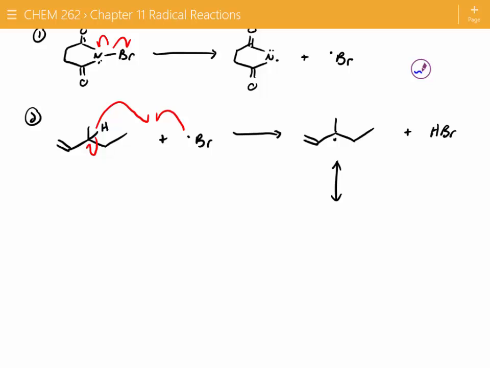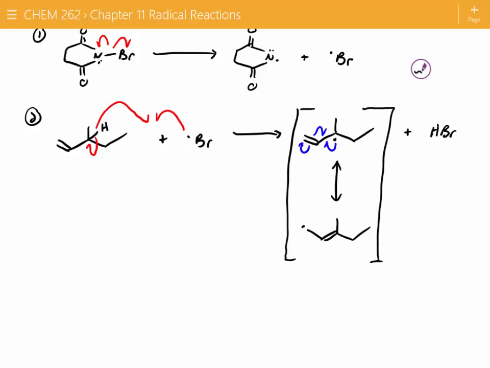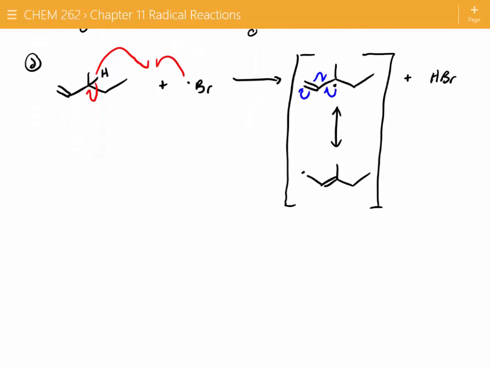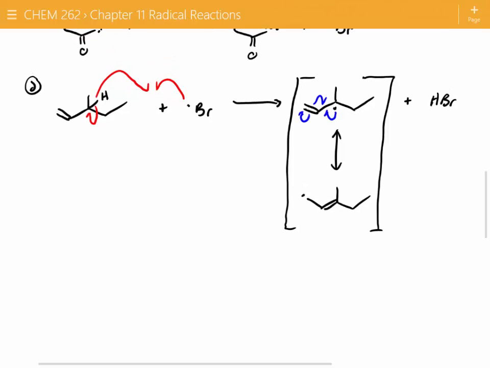If we do this, this electron can come over, that electron can come over, and then the other pi electron can go onto that terminal end of the alkene. So now we've got a resonance delocalized radical. All right, so now the next step will be reacting it with our bromide radical, or Br dot.